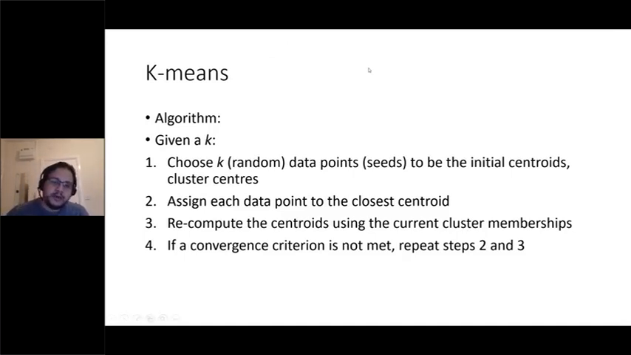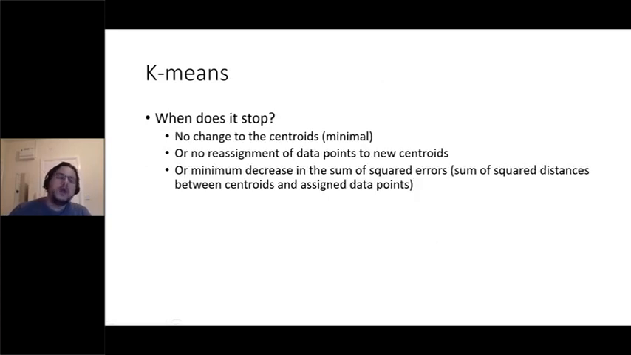Let's see visually how this works. So also we have the stopping criteria. When do we stop? When there is no change to the centroids. In the next iteration, the centroids stay the same. They don't move, or the change is very minimal. Or there is no reassignment of data points to new centroids. It means even if the centroid has changed, the data points that belong to a cluster didn't change. They stayed the same mostly. Or there is a minimum decrease in the sum of squared errors. We are going to see what this is later.